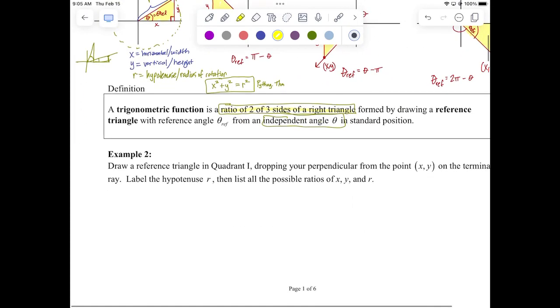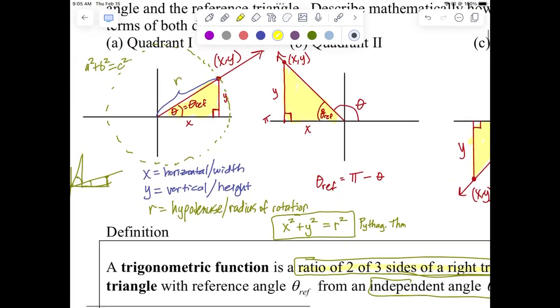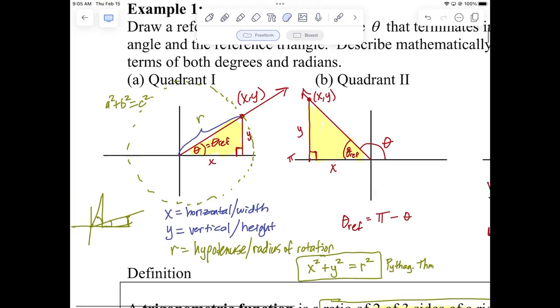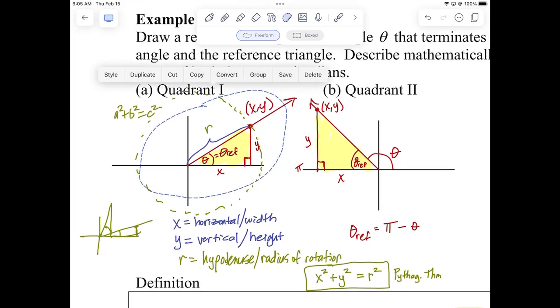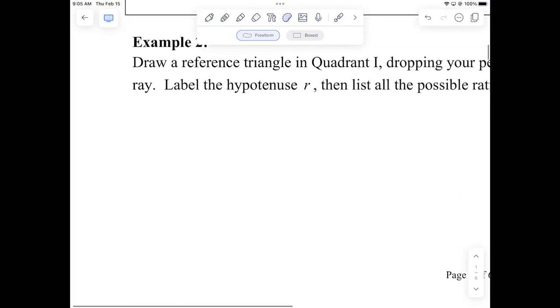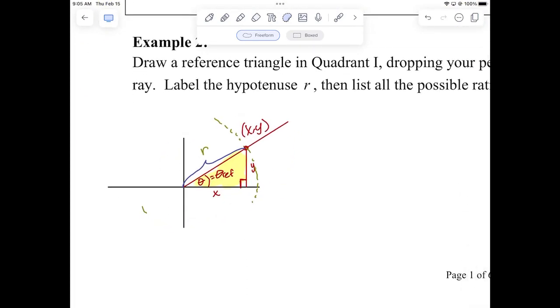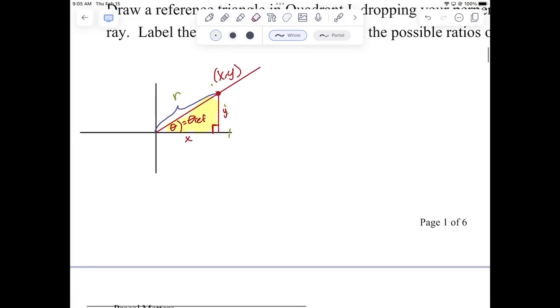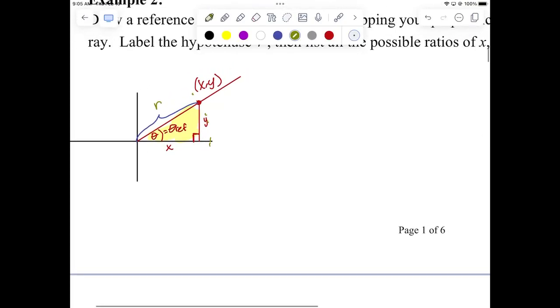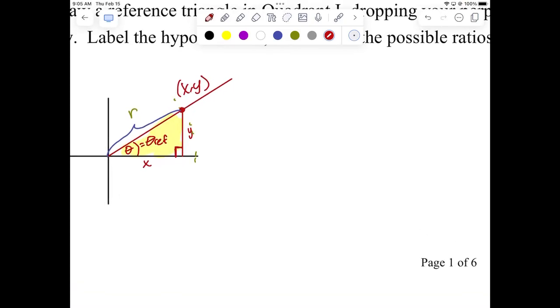Let's come down here in example 2, and let's just copy and paste this. We don't want to redraw it. Let's just copy and paste this diagram from part A up above. Boom. And I have part of my circle there. I guess I can clean it up. There we go. Get rid of the dotted lines from the circle. Let's go ahead and list as many ratios as we can, taking two at a time.